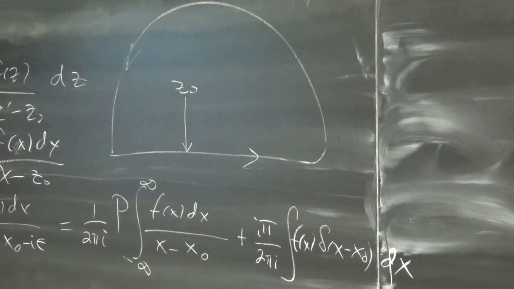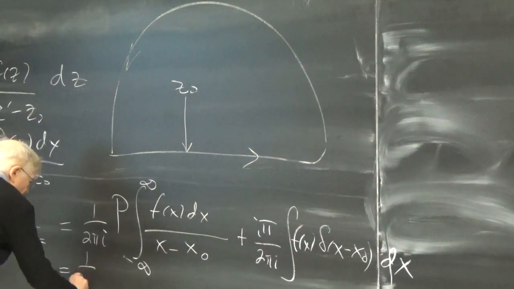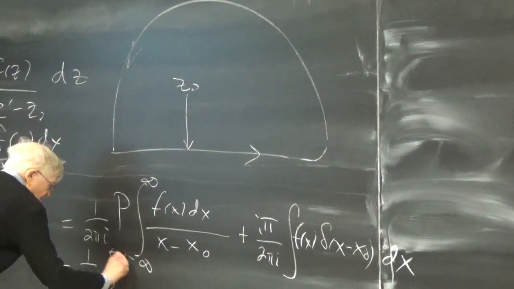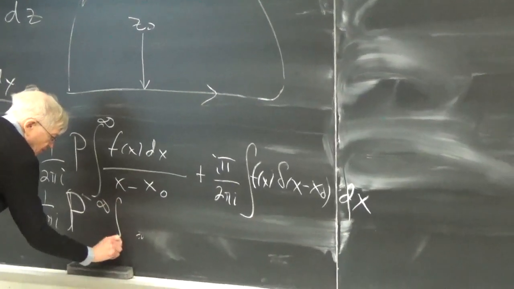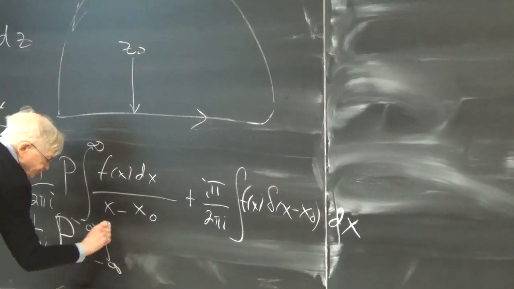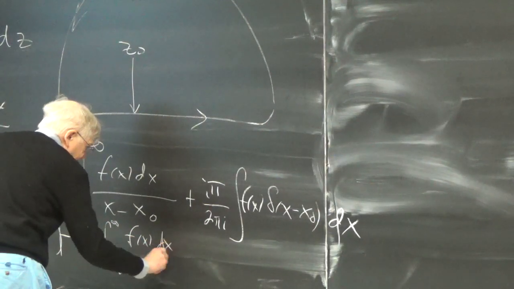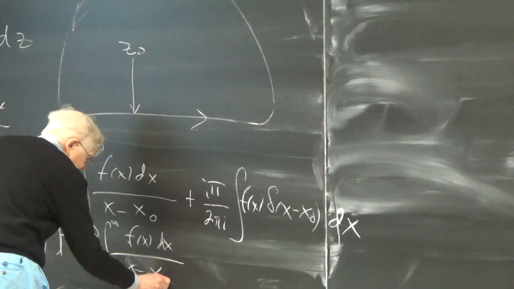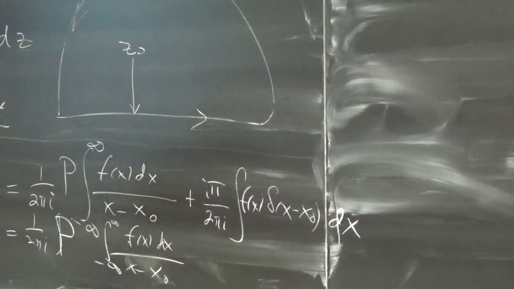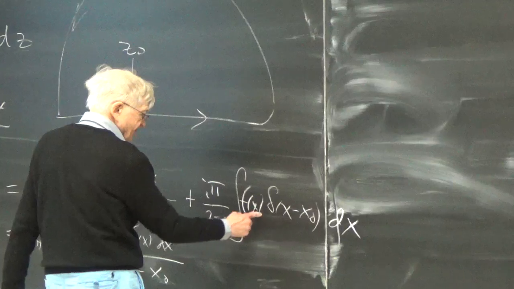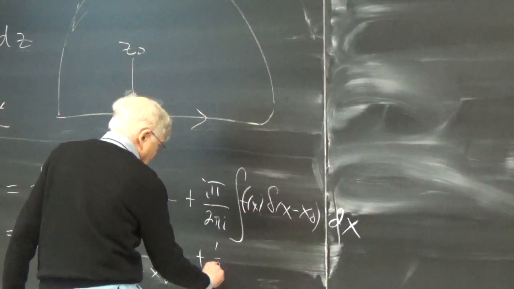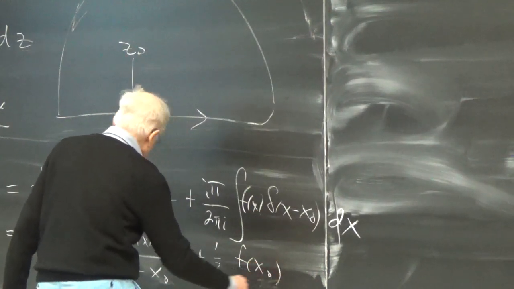it makes your life easier because the integral is something you can do immediately. And so this is 1 over 2 pi i, principal part integral from minus infinity to plus infinity, f of x dx over x minus x0. So this is the non-trivial part. This is just 1/2. This is f of x0. So this is 1/2 f of x0.